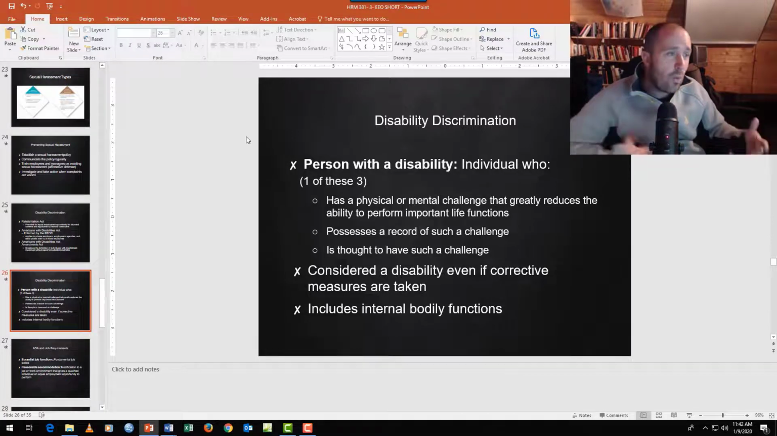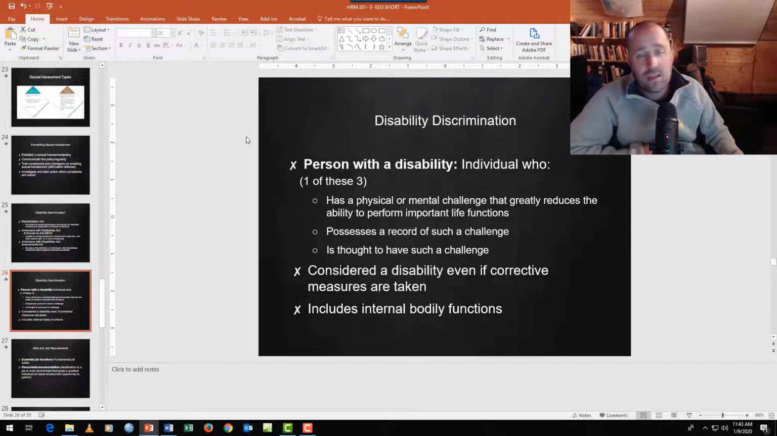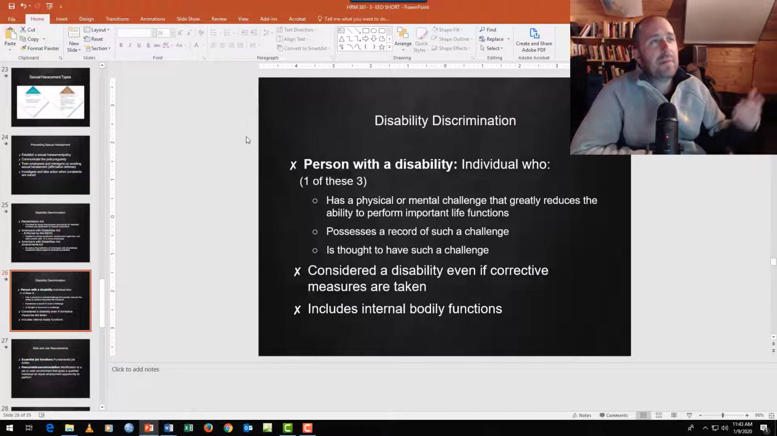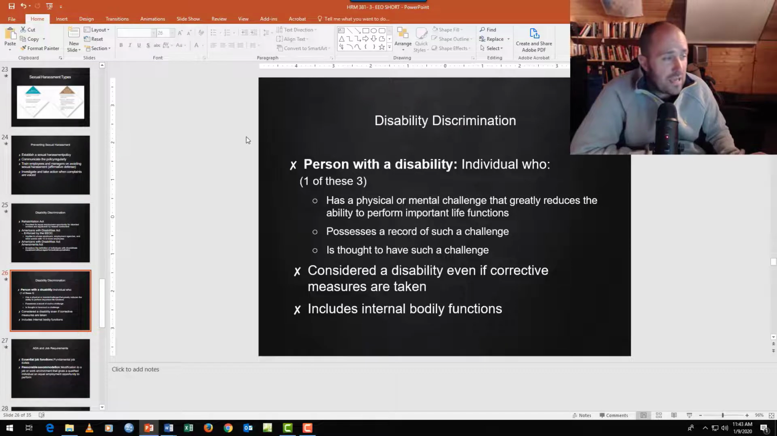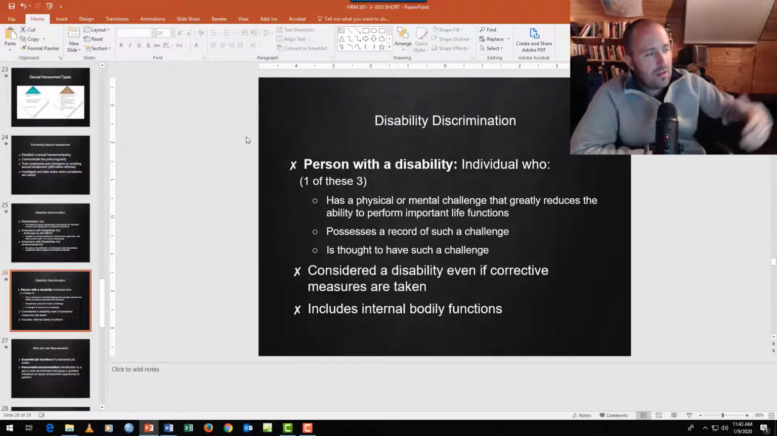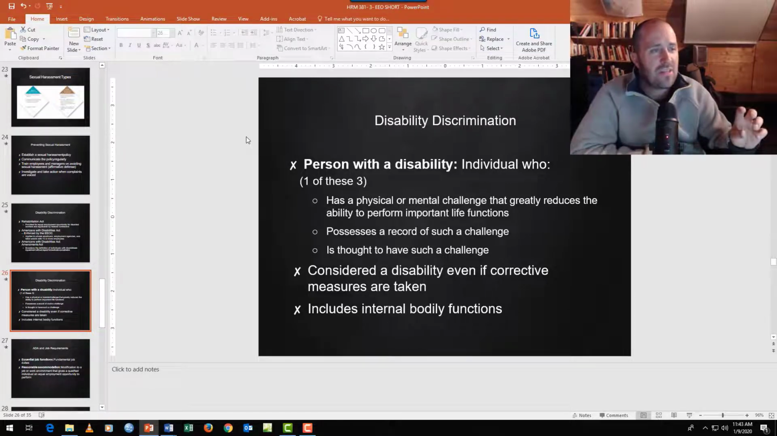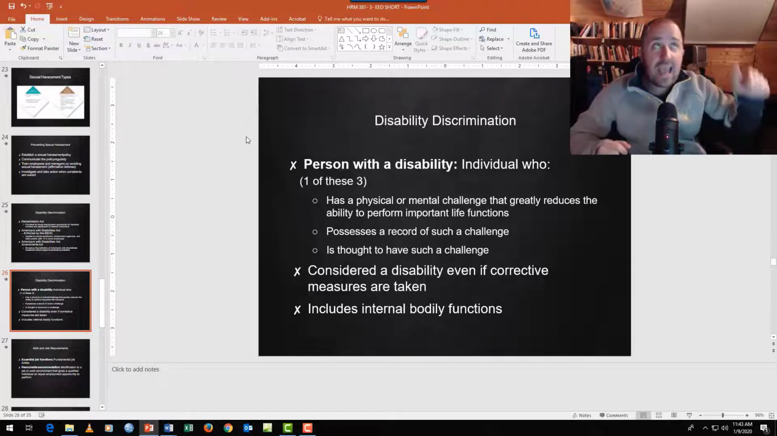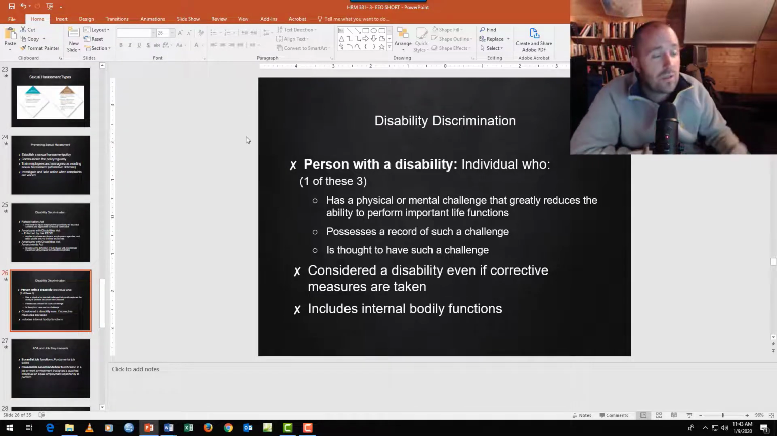Someone is considered disabled if they have one of three things. One, a physical or mental challenge that greatly reduces the ability to perform important life functions. The buzzword here is it limits a major life function. If you have diabetes, your pancreas doesn't work, that's a life function. Maybe asthma, you can't breathe, or sleep apnea, you can't sleep, or your legs are amputated, you can't walk. Anything that's an important or major life function. If you can't see without glasses, under the ADA update, you are considered a person with a disability. So that's number one.